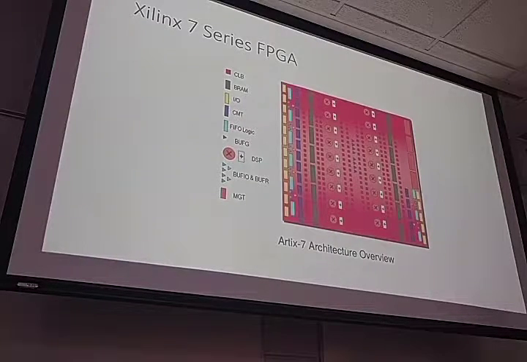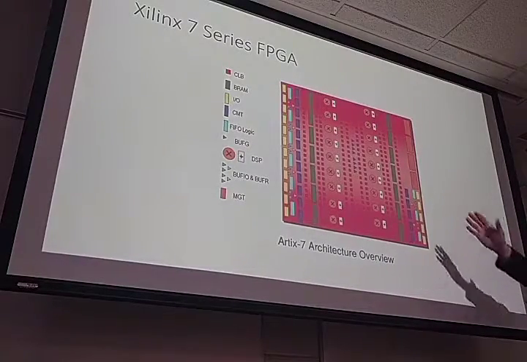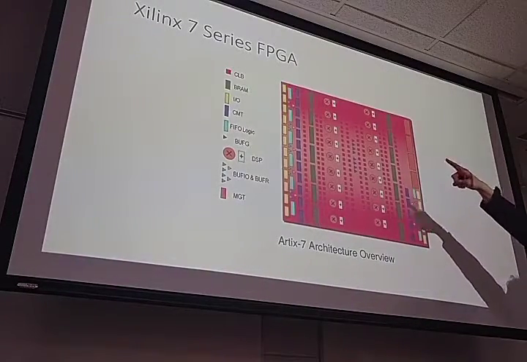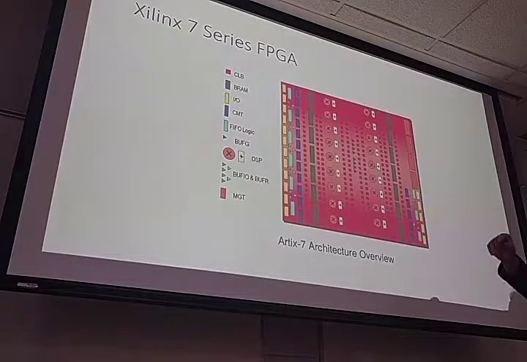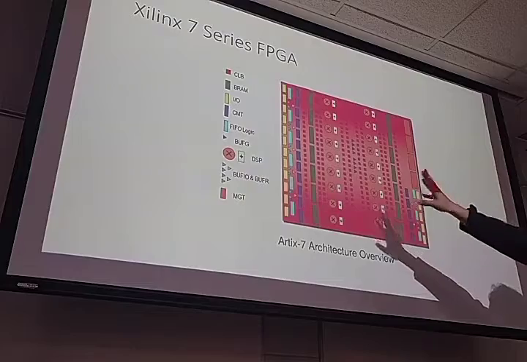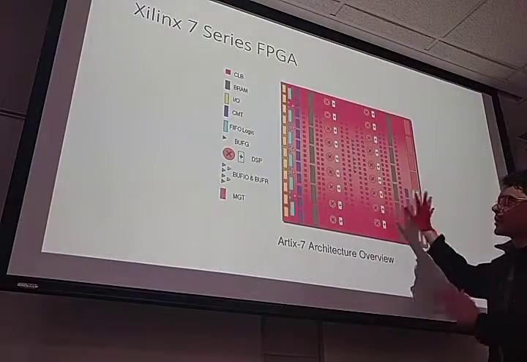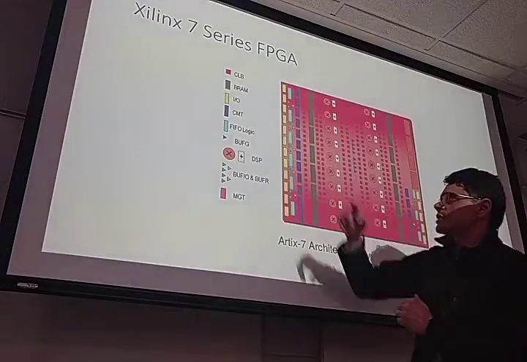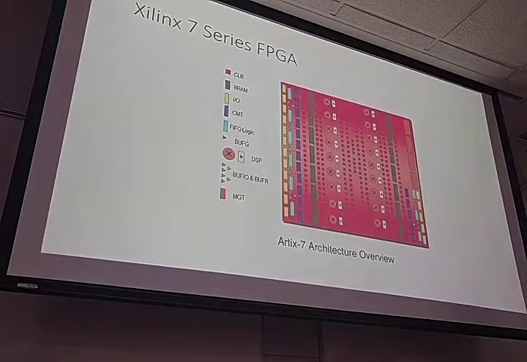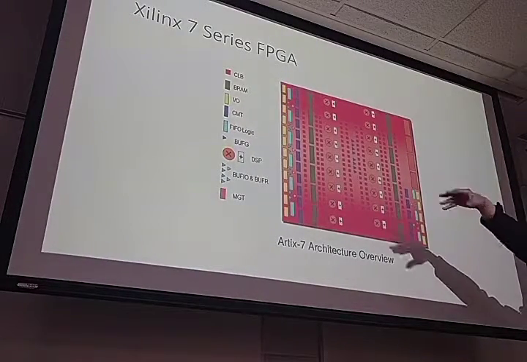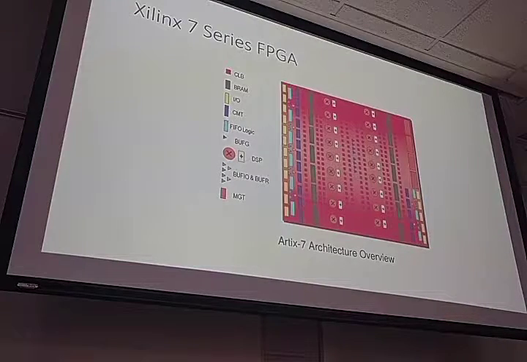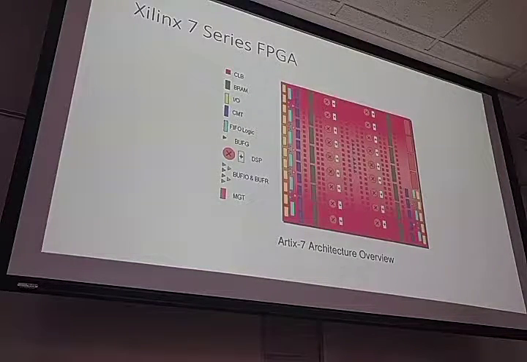We chose the Artix-7 architecture, which has a lot of CLBs. I will talk about what CLBs are, and also a lot of other things. But most important for this design are DSPs and CLBs. There are a lot of other resources like FIFOs, I/O, clock management tiles, and things like that.